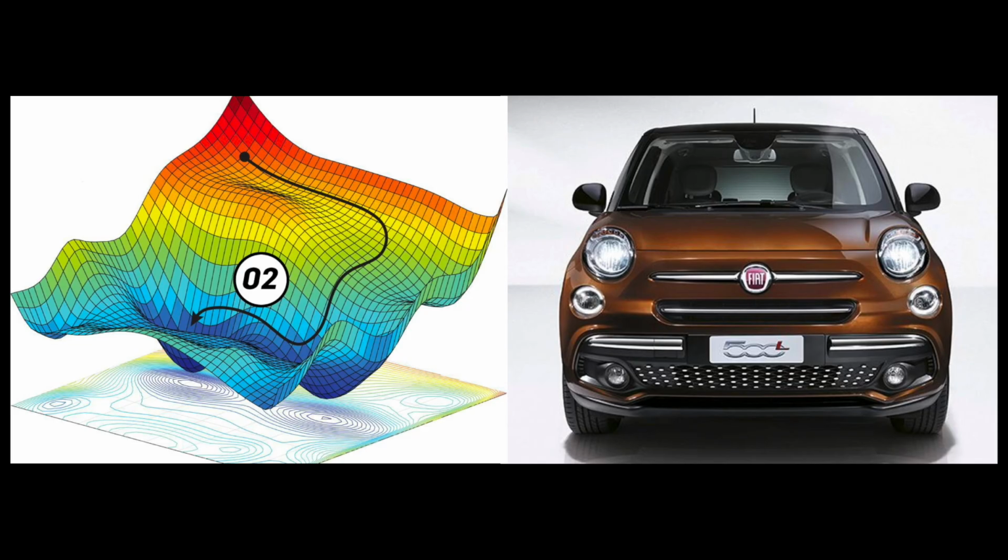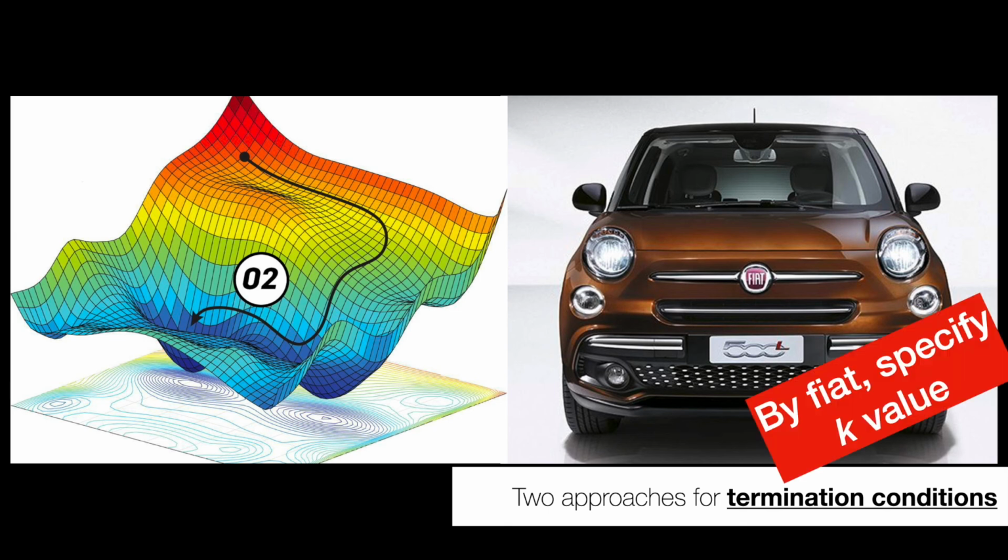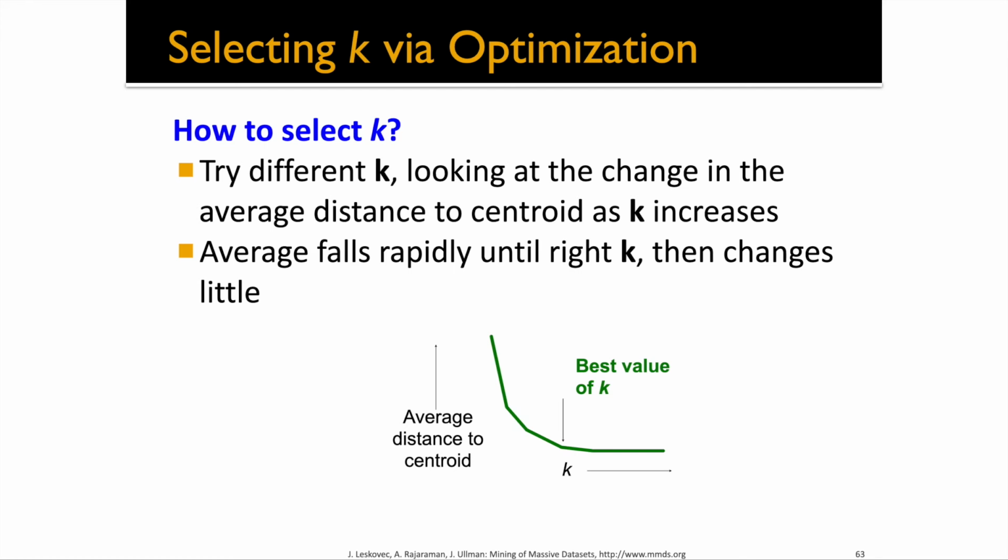So recall from the hierarchical clustering case, we had 2 methods when we were looking for termination conditions, where we are trying to merge or divide our clusters until we reach some threshold based on the number of k that we've specified beforehand, or through some optimization. So in the case of k-means, we can look at k, we're selecting our k-value via optimization.